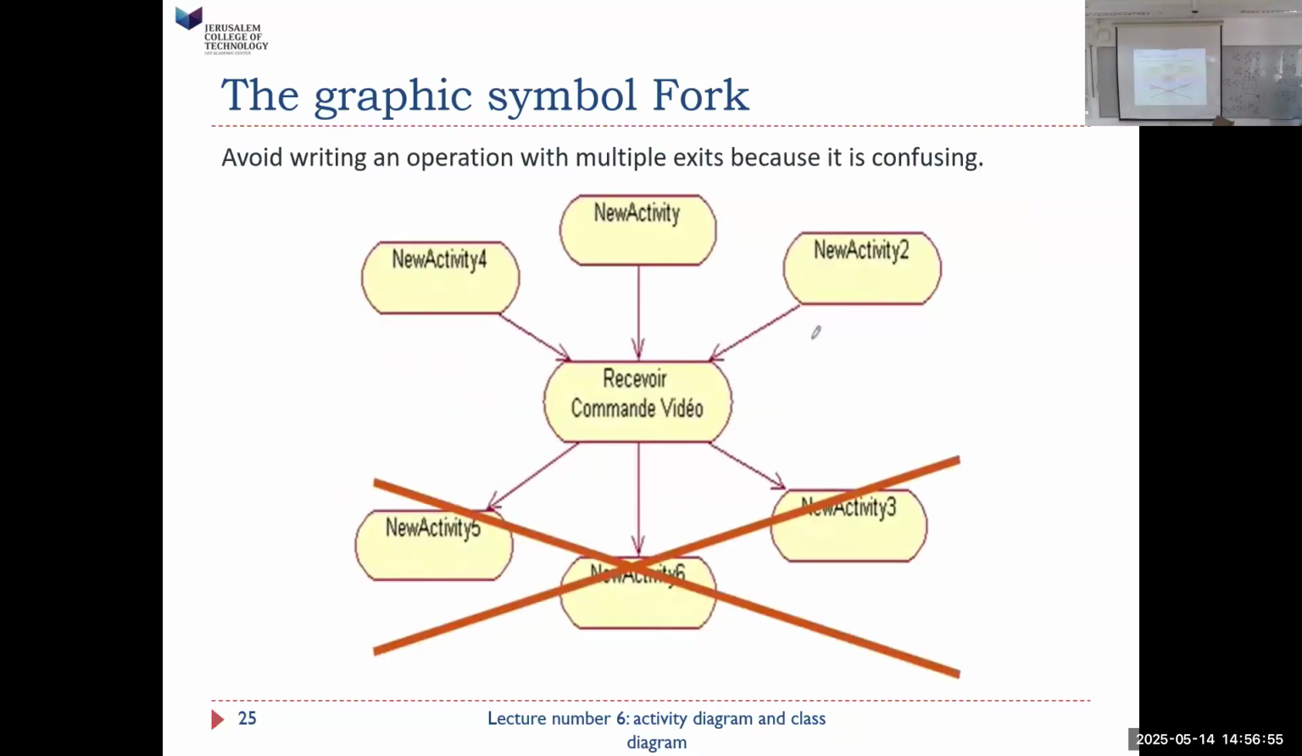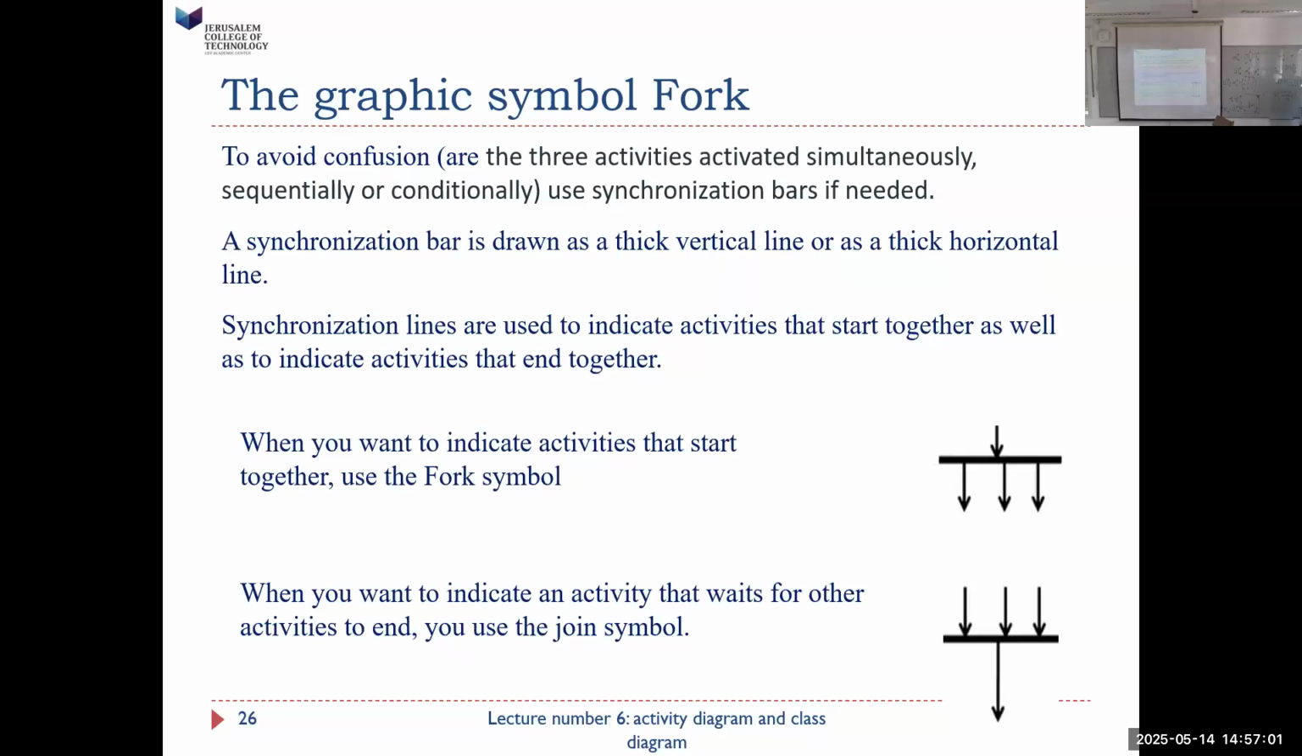So avoid writing an operation with multiple exits because it's confusing. We don't know what the order is. To avoid confusion, there are 3 activities. Are the 3 activities activated simultaneously, sequentially, or conditionally? Use the synchronization bars if needed. A synchronization bar is drawn as a thick vertical line or as a thick horizontal line. Here we see them as horizontal lines. Synchronization lines are used to indicate activities that start together as well as to indicate activities that end together.